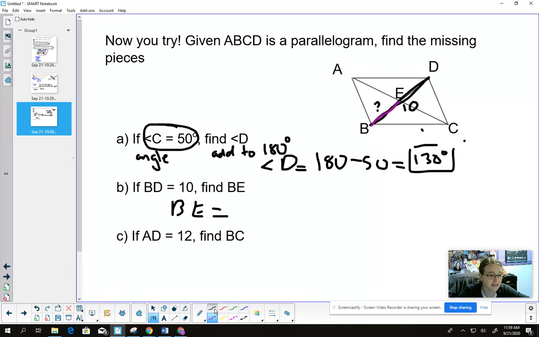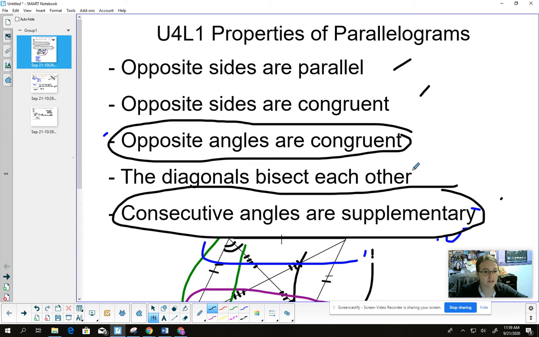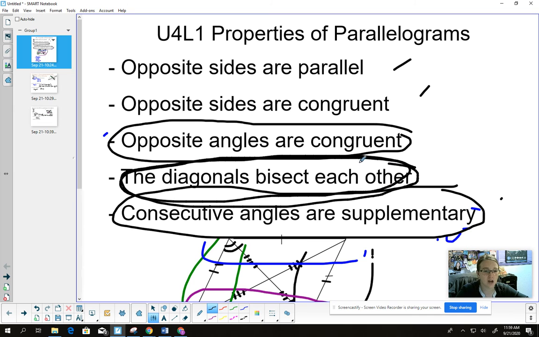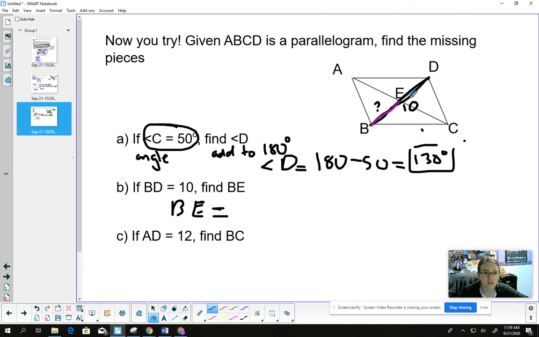So what you should have determined is, what piece is this given to us? A diagonal. This is a diagonal. And the only property we have about diagonals is that they bisect each other. They're cut in half. So if this whole diagonal is cut in half, BE is just 1/2. So BE should have been 5. Hopefully you got that. That one was trickier.